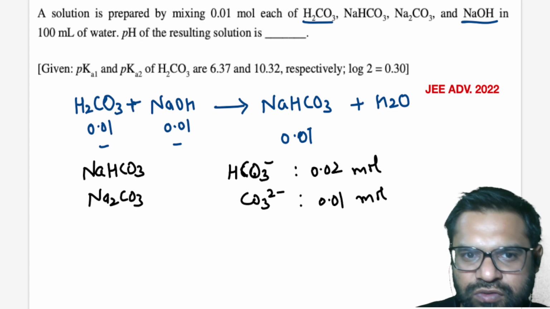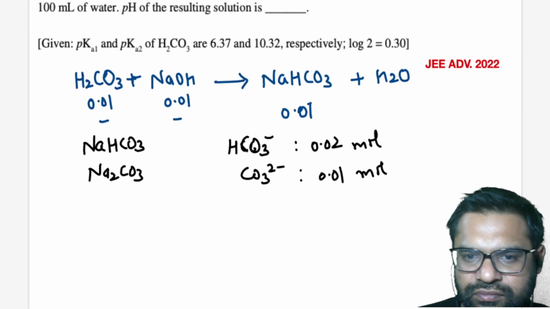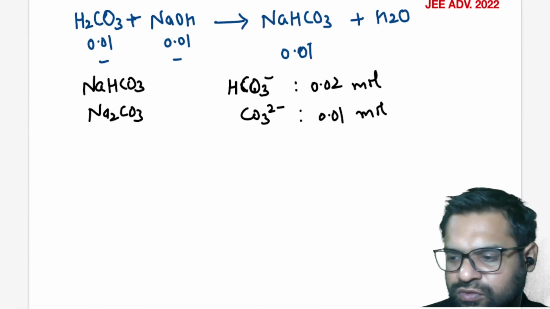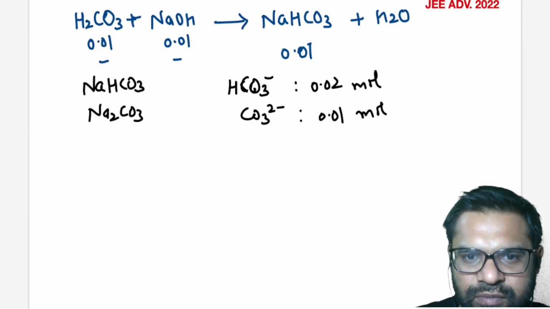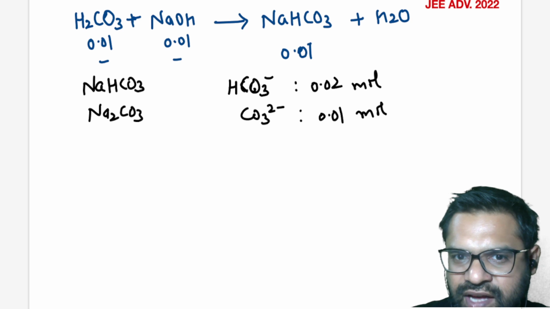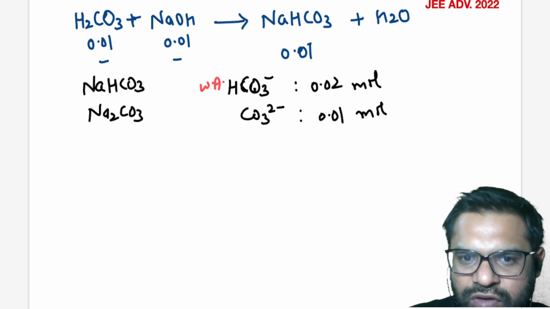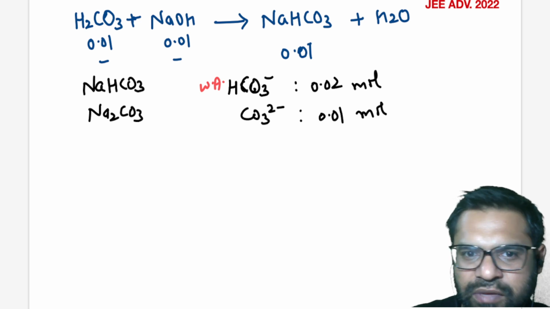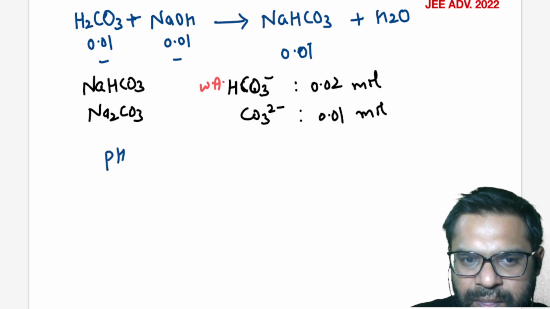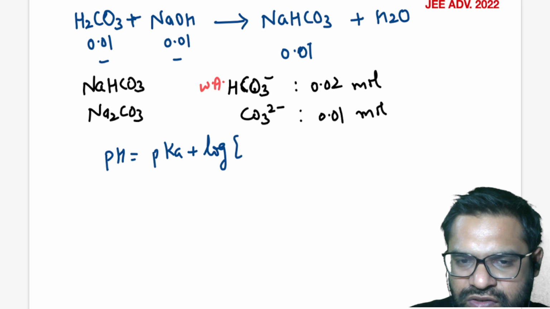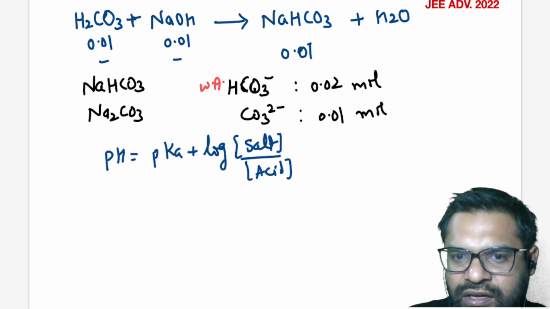So can you say the pH of the solution will be equal to, since it is a buffer solution, and it is an acidic buffer because HCO3 minus is acting as a weak acid. It is a weak acid and it is the salt of a strong base. So I can say the pH is equal to, what is the formula? pKa plus log of concentration of salt upon concentration of acid, right? Let us put the value.